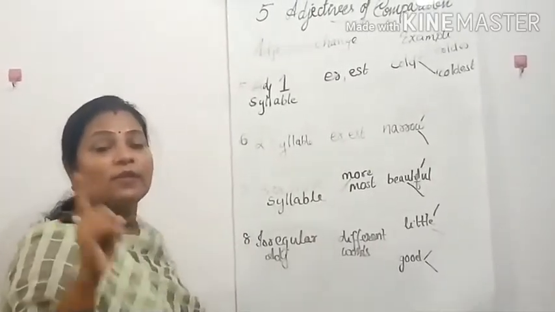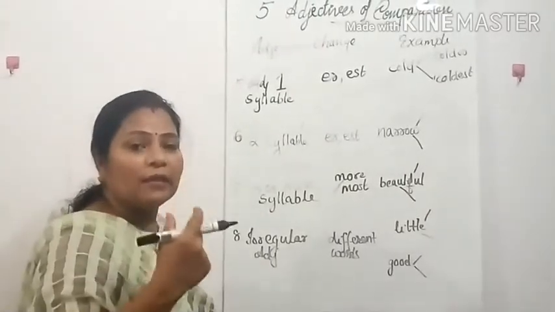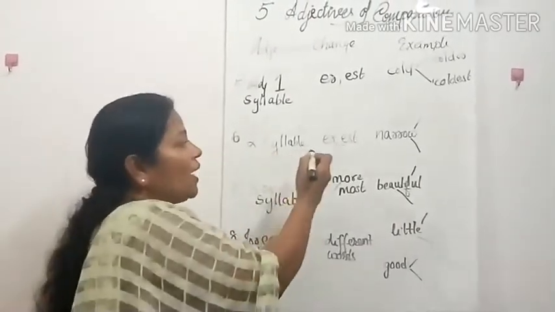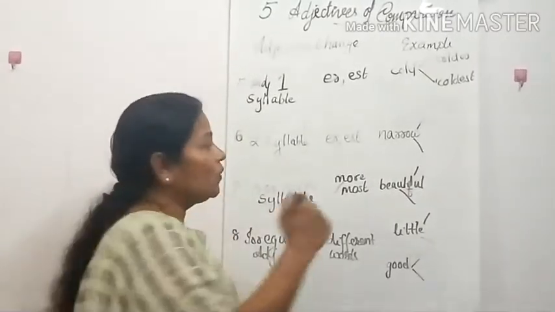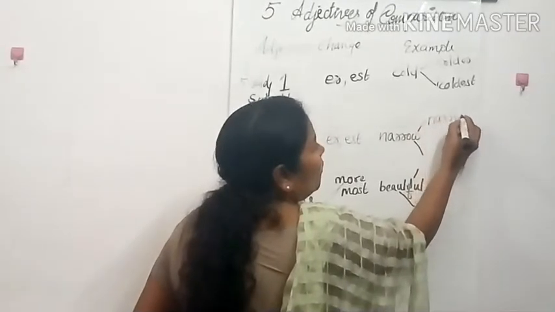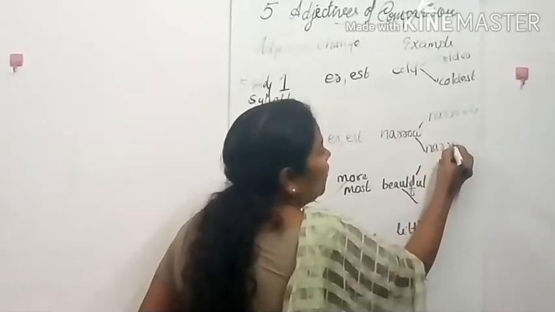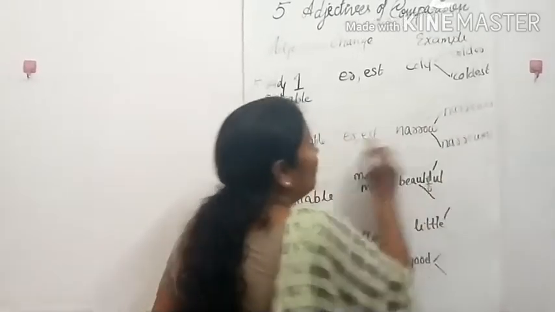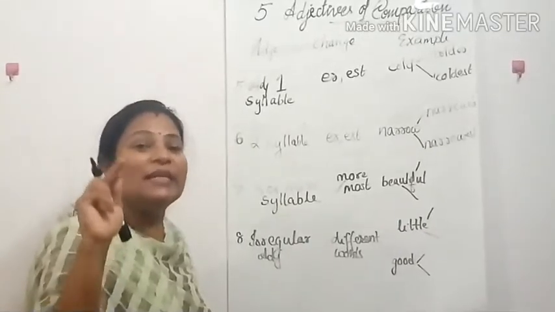Okay. Then we have the sixth rule, that is two syllable word. Adjective with two syllables means two times you will be breaking that word to pronounce. So we have narrow. See, just say the word narrow. Okay. Narrower. Narrower. And here we can write narrowest.